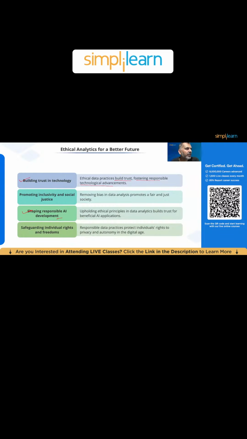And then safeguarding individual rights and freedom. When you introduce privacy rules and enough security, that helps you safeguard individual personal information. It also preserves the individual's rights over the information. Right. So if the user is ready to share his personal information, that is okay. If it is not shared, that is also okay.